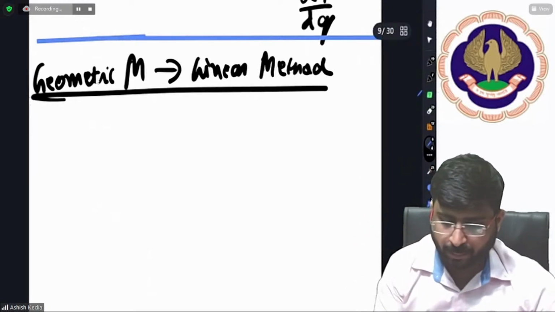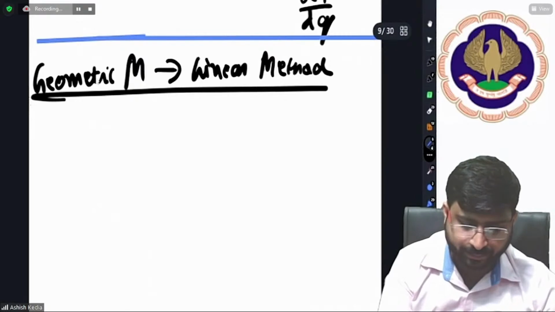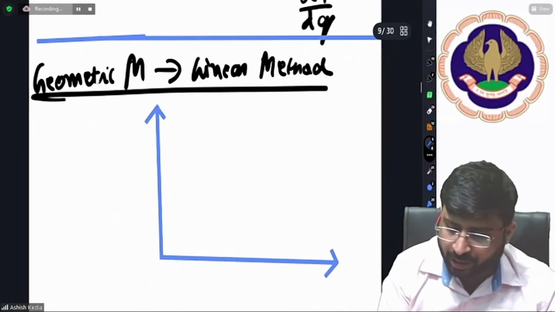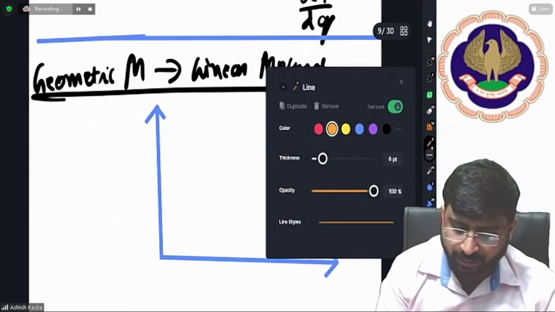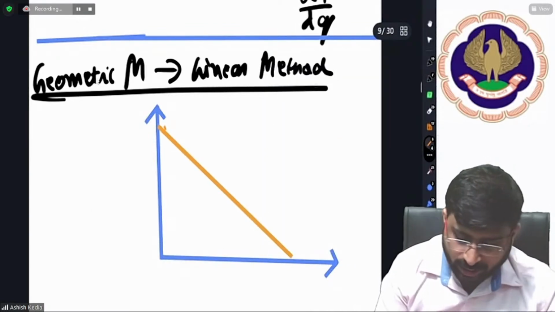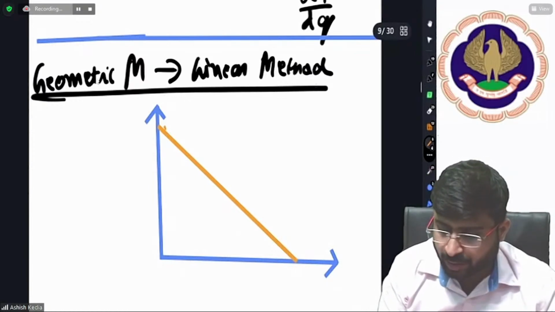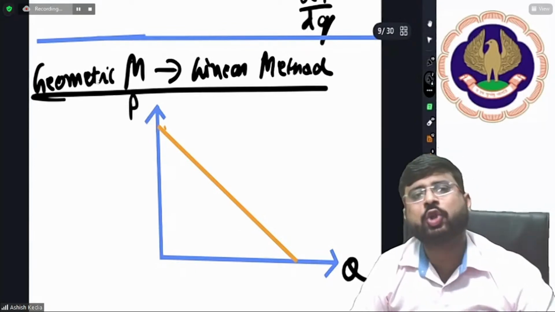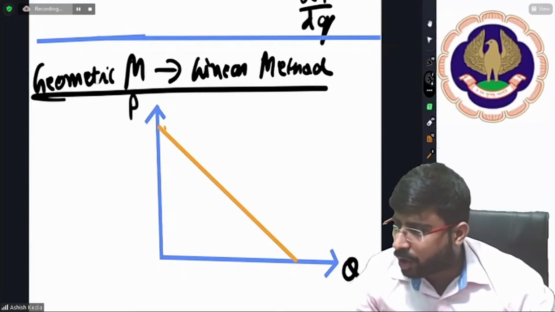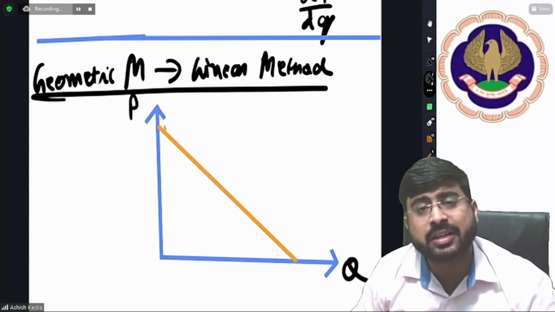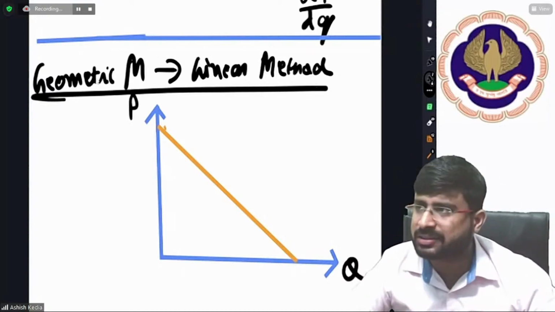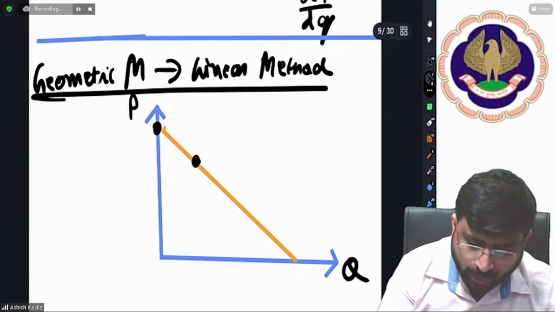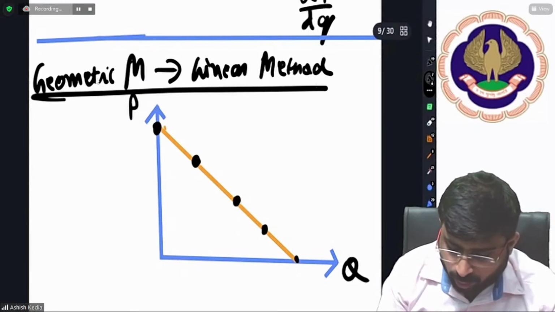Pay attention, everybody. See, I am drawing a downward sloping demand curve, which we already know. It is a downward sloping demand curve. Let me draw this curve for you. Okay, drawn. Now what I'm trying to teach you here is, if let's say this is the price and this is the quantity, geometric method tells us that in order to find out the elasticity, you mark 4 to 5 points. Point number 1, point 2, point 3, point 4, point 5.